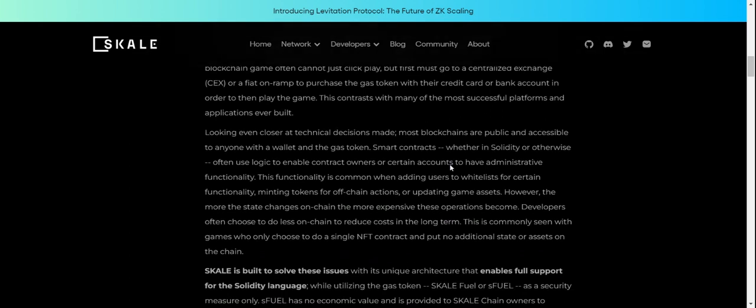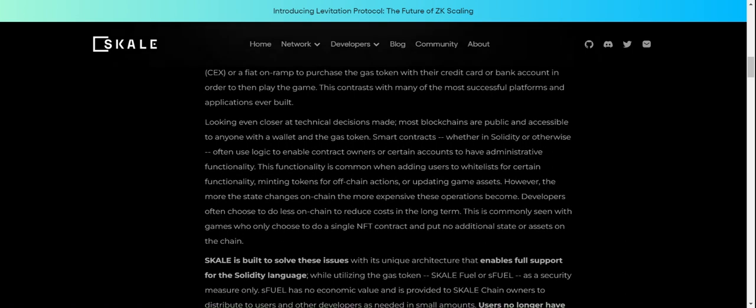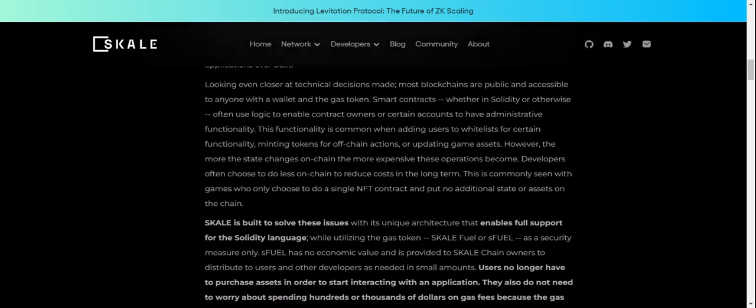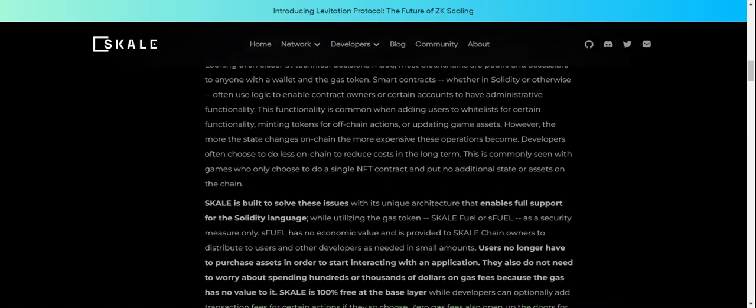If we dey look dis matter from the technical place, most blockchain dem dey public and dem dey accessible to anybody wey get wallet and wey get gas token. Smart contract, whether dem dey solid or otherwise, dem dey use logic to enable contract owners or account make dem get administrative functions. Dis functionality e dey common when you dey add users to whitelist for certain functionality. You fit mint token for off chain action, or you fit dey update game asset.